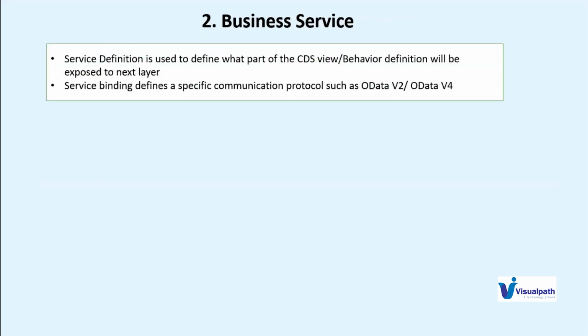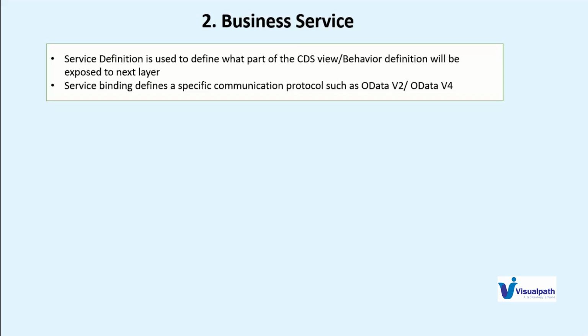So service definition, business service. Service definition is used to define what part of the CDS view and behavior definition will be exposed to the next layer. Let's say we have built six CDS views, and we don't want to expose all six to the front end. Let's say we want to expose just three CDS views, and that can be handled in the service definition. And then service binding.